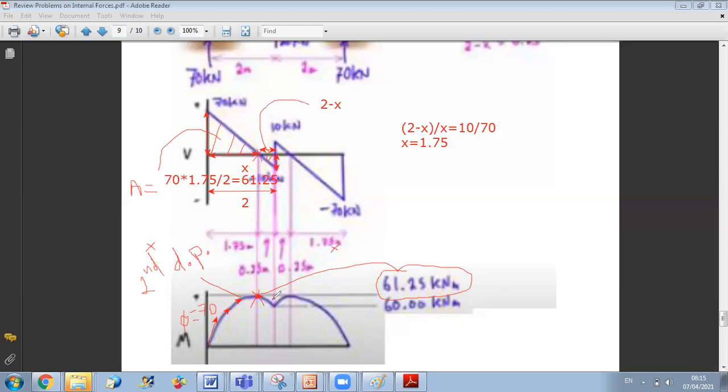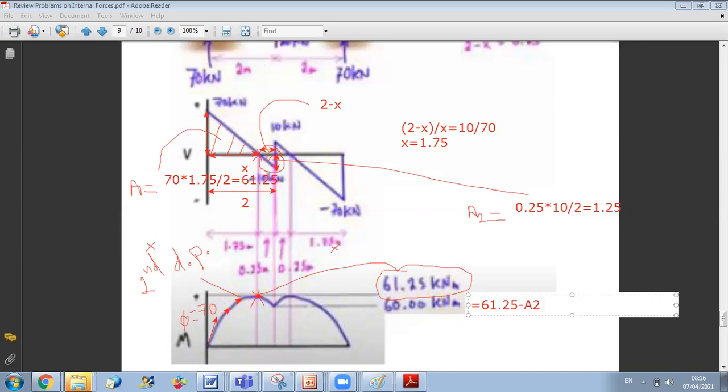And now to know how much the moment will drop, you will calculate the area of this triangle. This area, I will call it A2. So A2 is equal to 2 minus x, which is 0.25, times 10 over 2. So this is equal to 1.25.